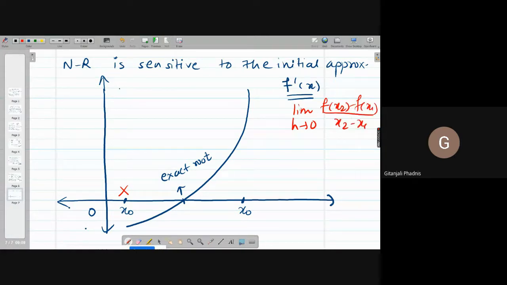Right? Yes, it is the limit of the rate of change in one variable with respect to the rate of change in the other variable. So what is this basically? This is nothing but the slope, right? So the geometrical interpretation of the derivative is slope.